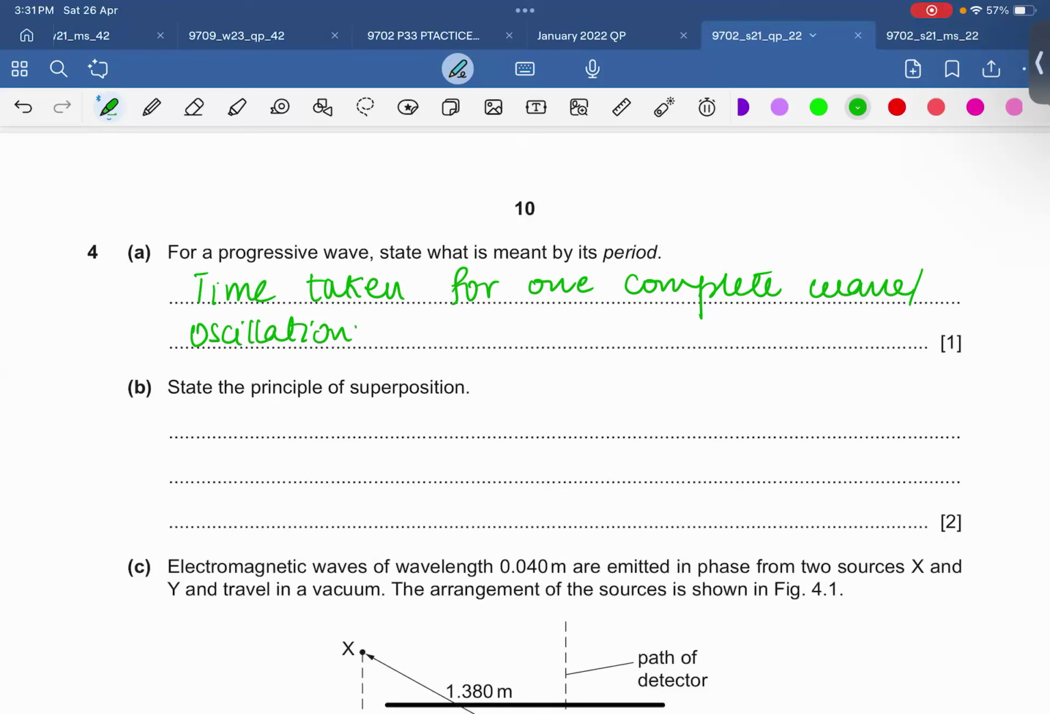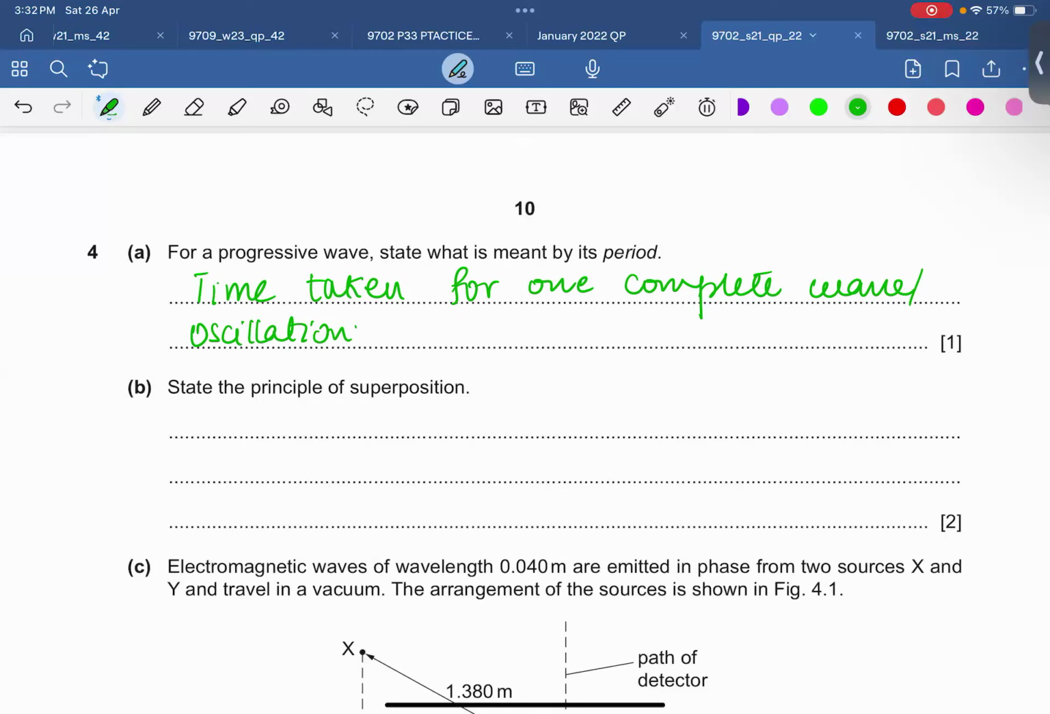Sir, what is the definition of frequency again? Number of waves passing per unit time, or passing through a point per unit time. We can't say per second. No, in most of the exam reports, they didn't accept that definition. Okay.